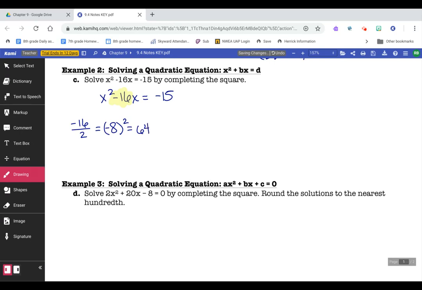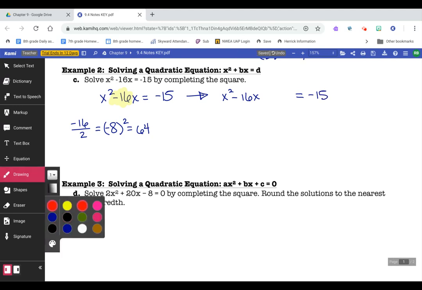Okay, what I want you to watch is the way that I add these into both sides of the equation. So you know the rule, whatever you do to one side of the equal sign, you must do to the other. I'm going to leave a space after minus 16x, and then I'm going to write equals negative 15, because I have to add the same thing to both sides. But the way that I write it is going to be a little bit different on both sides.